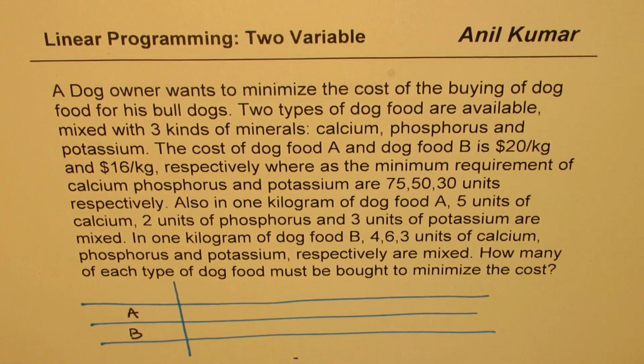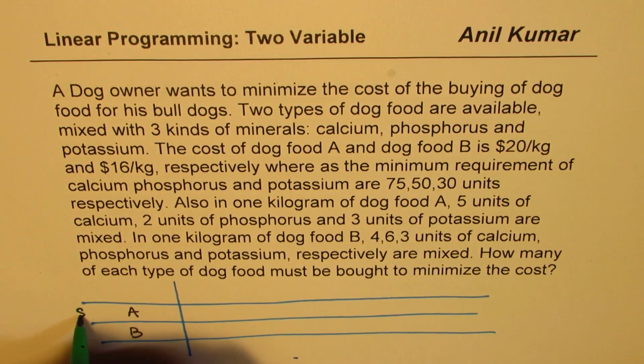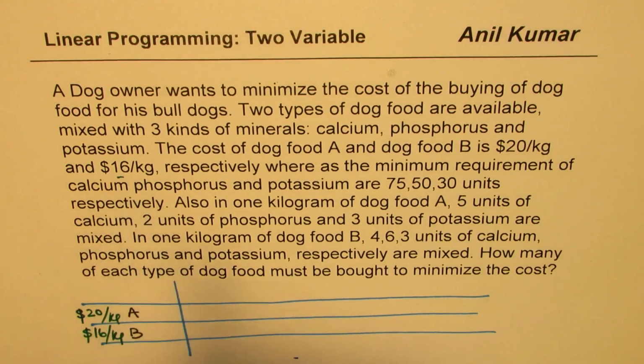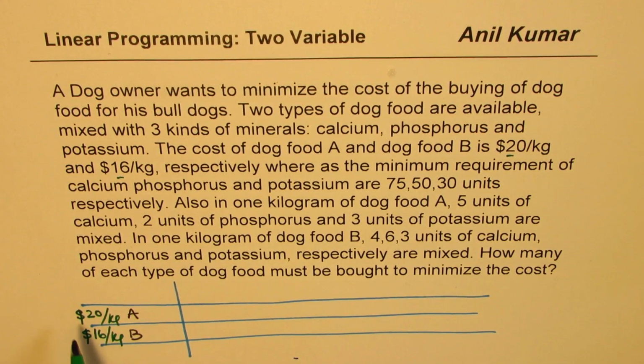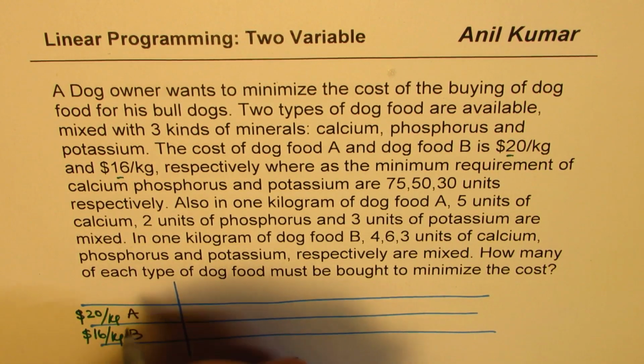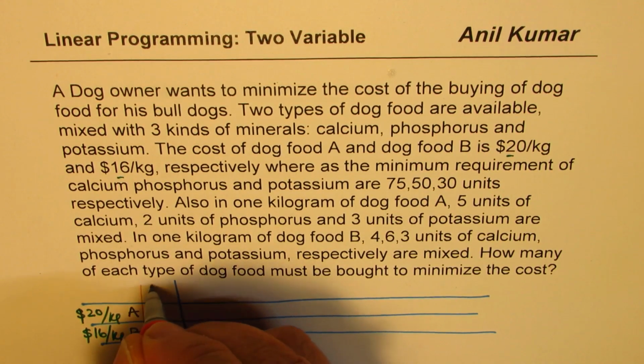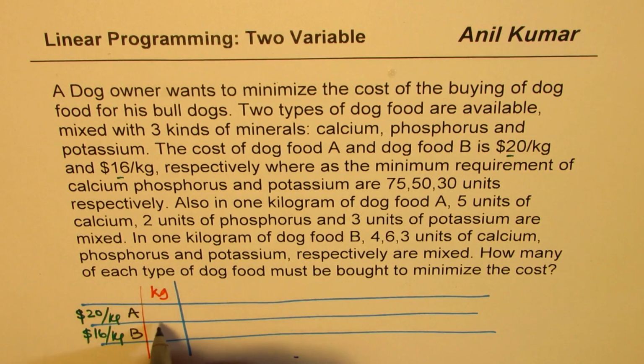Their rate, the cost of this food: type A will cost $20 per kg and B is $16 per kg, correct? So that is the cost of A and B. So when we are saying per kg, let us also write down how many kg of each should we take, right? So let me write this as y and this as x.